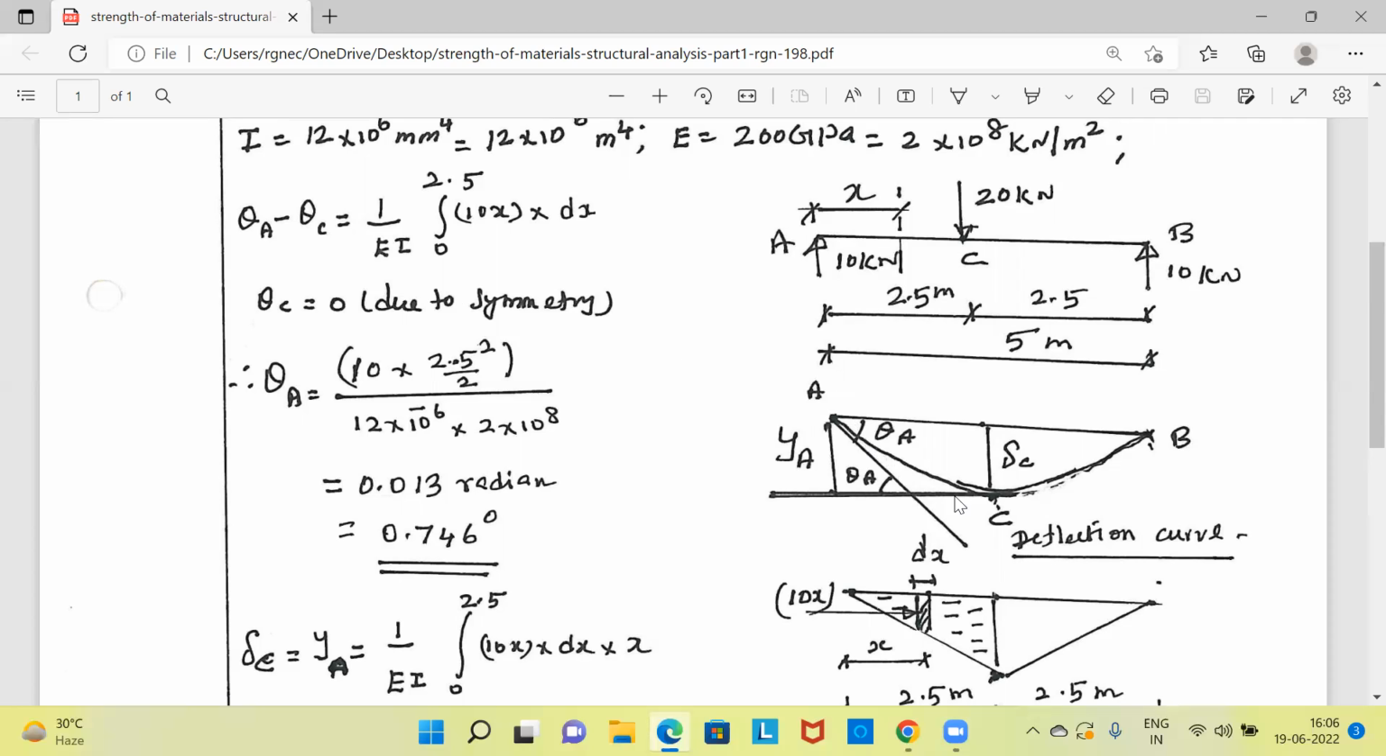This is the deflection curve. In the deflection curve, if you draw a tangent at C, it will be perfectly horizontal. That means slope at C is 0. So theta A minus theta C is equal to theta A, that is, theta C is equal to 0. So theta A is equal to this much.